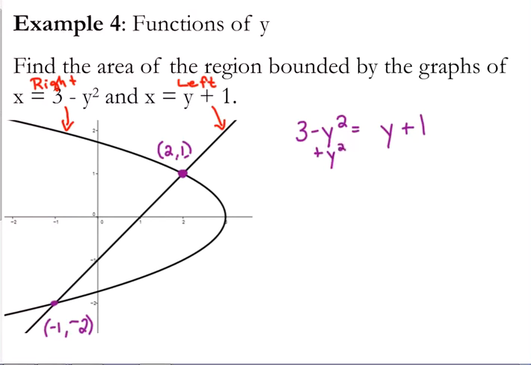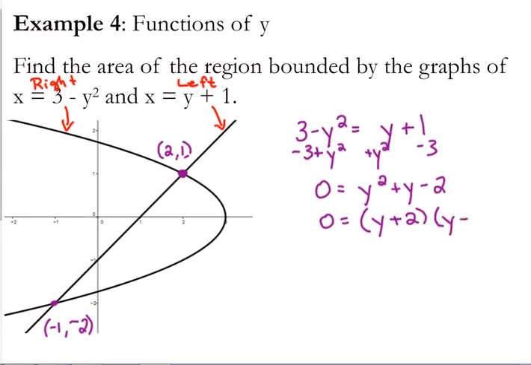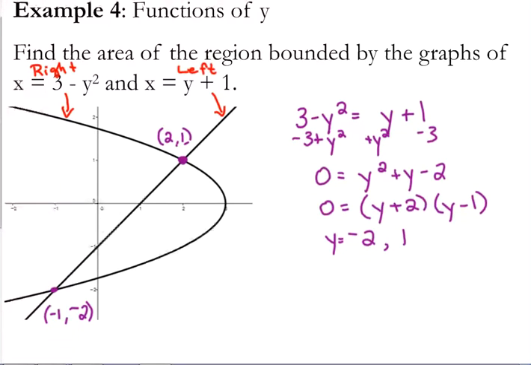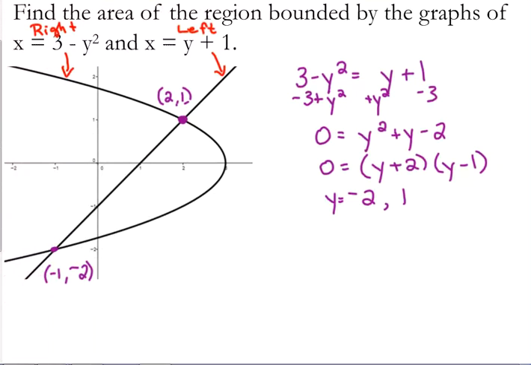I would rather have my quadratic term to be positive. So I'm going to add the y squared to both sides and subtract the 3. So I've got y squared plus y minus 2. And when I factor that, I get (y plus 2)(y minus 1). So my 2 points of intersection are y equals -2 and y equals positive 1. Just like we would go left to right, we're going to go least to greatest when we're finding the area between the curves.